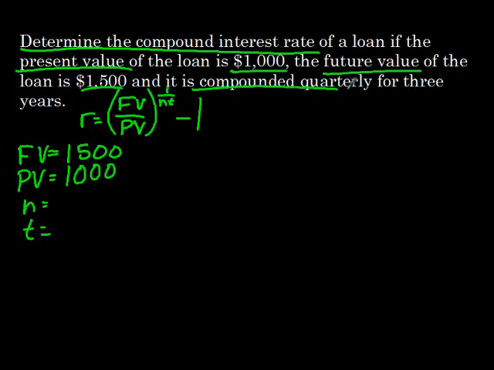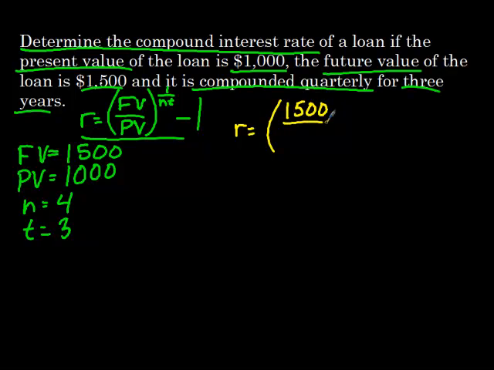It says that it's compounded quarterly. Just like the last problem, I said compounded quarterly means that n equals 4. And it says 3 years. So t equals 3. We have all the information. We can plug it into this formula here and find out what lowercase r is. So we start filling stuff in. We know that r equals FV, which is 1,500, divided by PV, which is 1,000, raised to the 1 over n times t power, so it's 4 times 3, all minus 1.